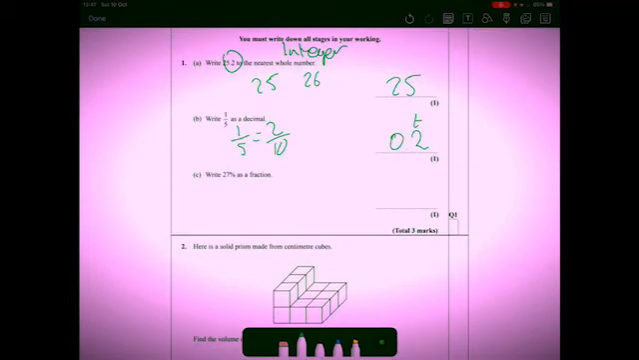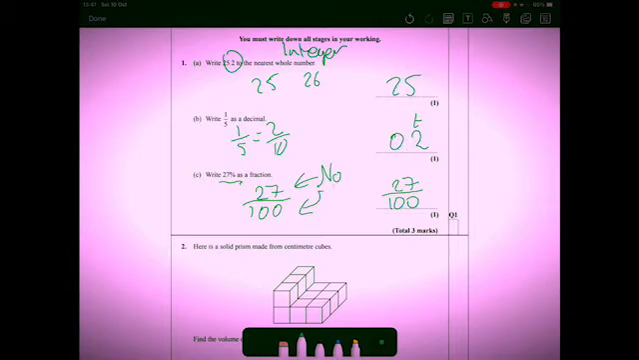Question 1C. Write 27% as a fraction. Remembering that that is 27 parts out of 100. So what we can do here is simply write that like that, 27 over 100. There are no numbers that go into both the numerator and the denominator, so they have no common factors.